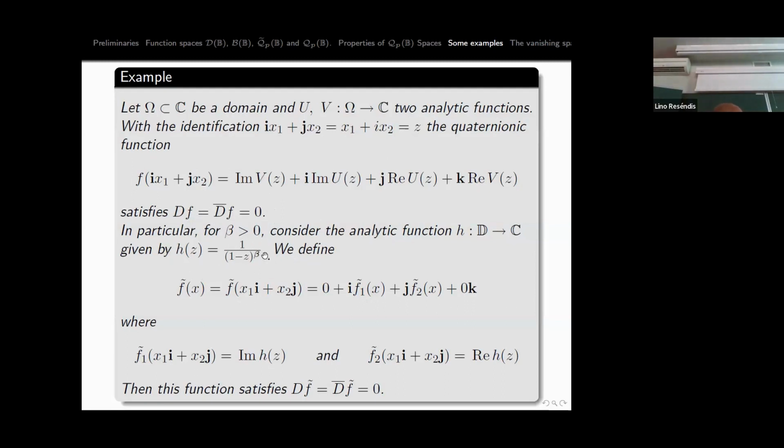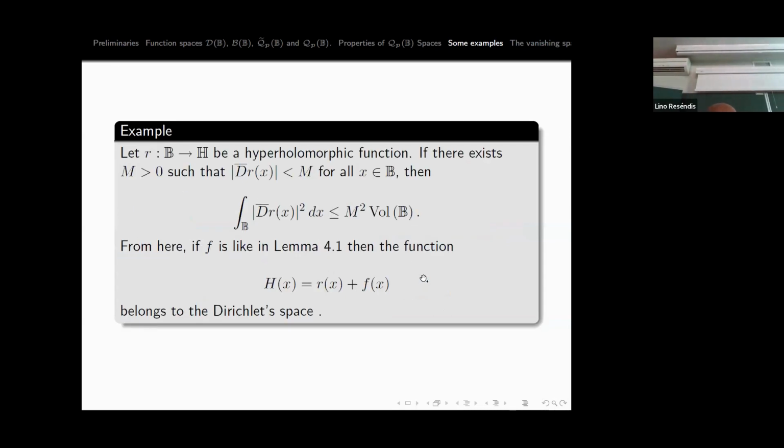In particular, if h is this analytic function, for each beta greater than 0, we can define F tilde given in this form, where F1 is the imaginary part of h and F2 is the real part of h. Then this function satisfies again that D and D bar of F tilde are equal to 0. And now, I think I don't have so much time.